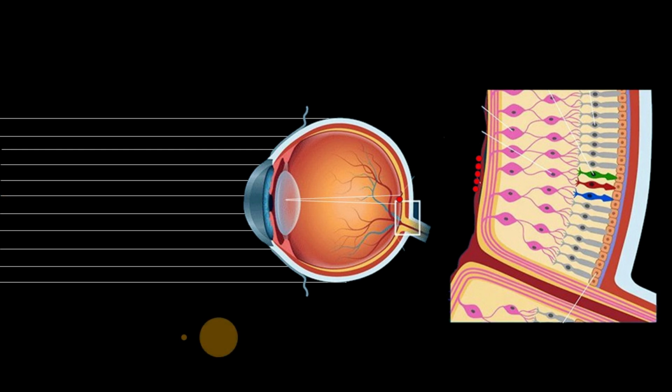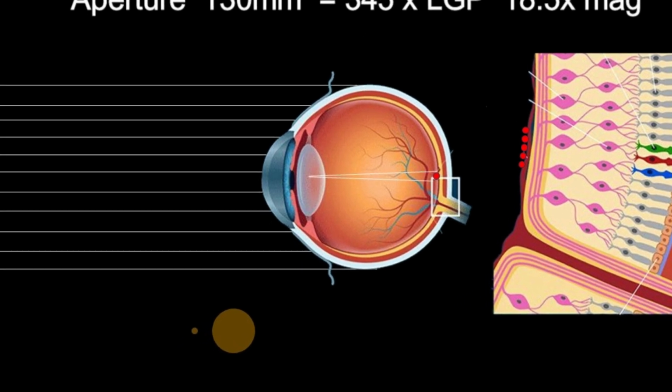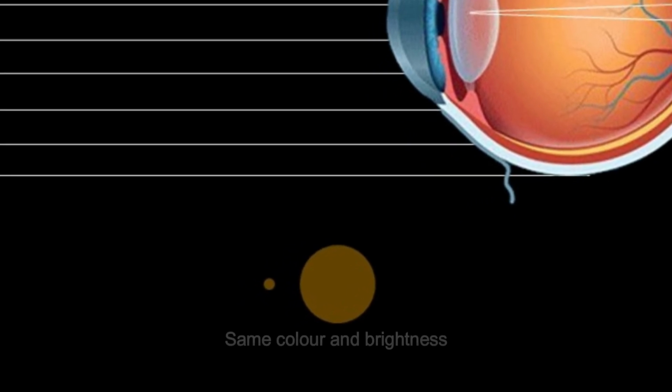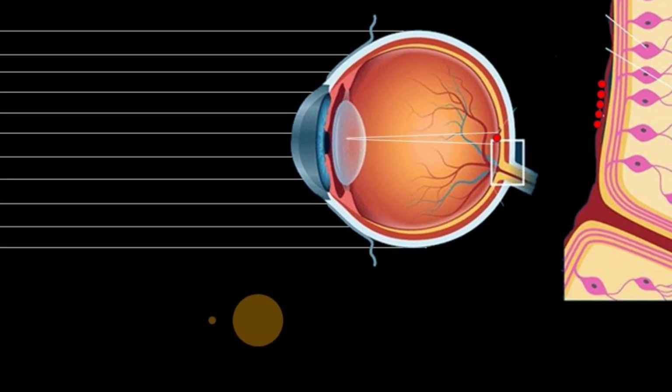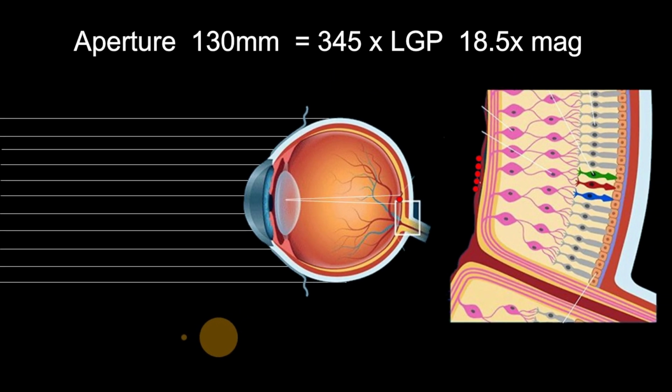With the additional light being gathered by the main lens, it becomes brighter. With 345 times the light-gathering power of the eye, magnifying the object 18.5 times will get the equivalent brightness as the naked eye. Each of the rods and cones will receive the same amount of light. This is because the light is projected over 345 times the area, equaling the 345 times light that is gathered.